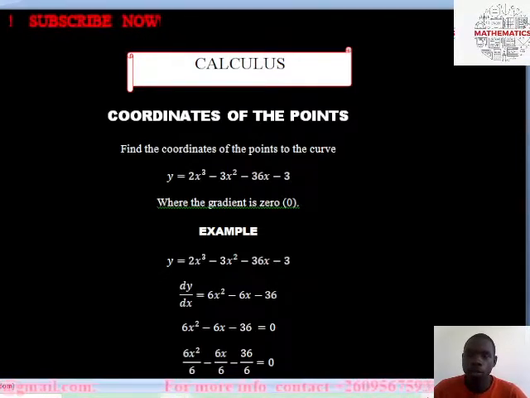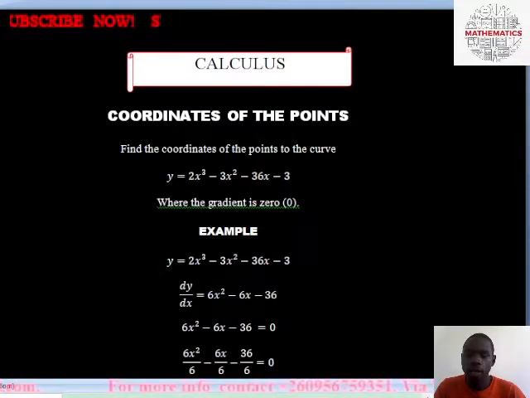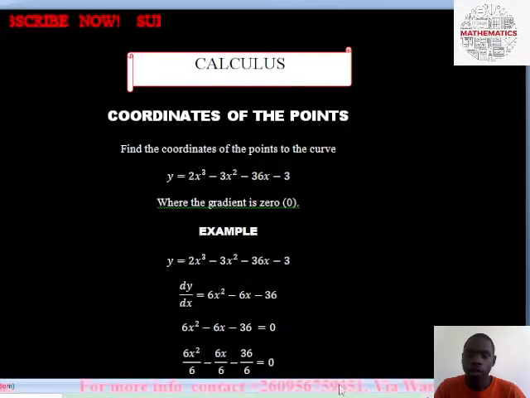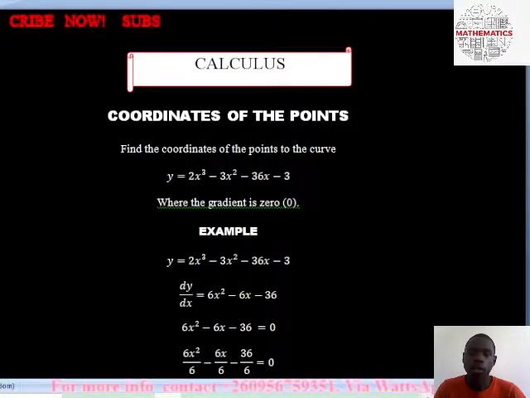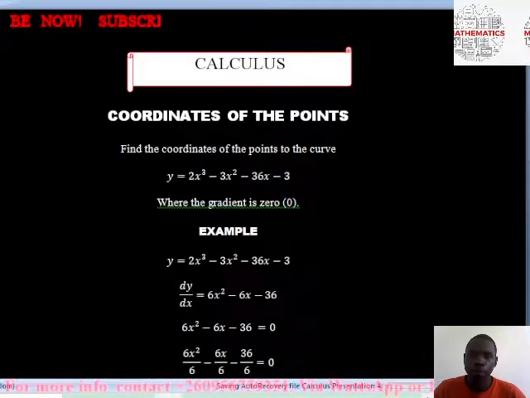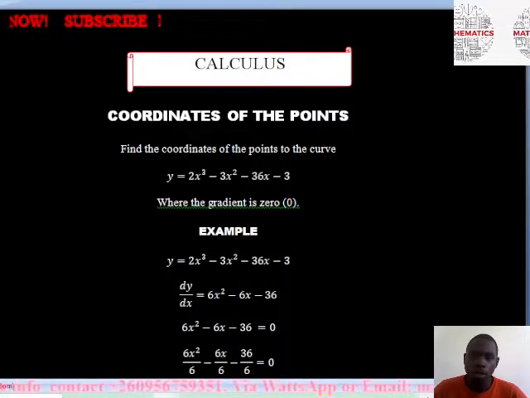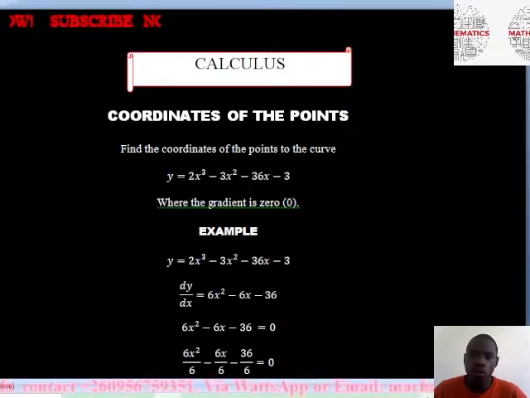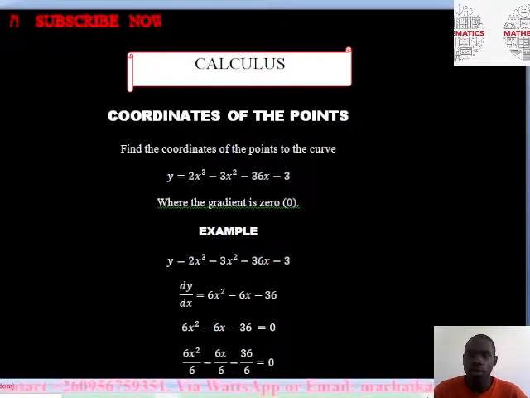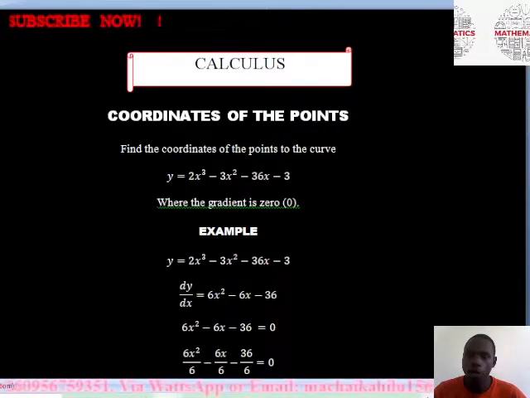So let's jump to today's work. Like I've said, today we are looking at how to find the coordinates of the turning points. Okay, this is our work here. How do you find the coordinates of the turning points? Remember that in coordinates, you need to have the values of x as well as the values of y. Together, you are going to make a coordinate.